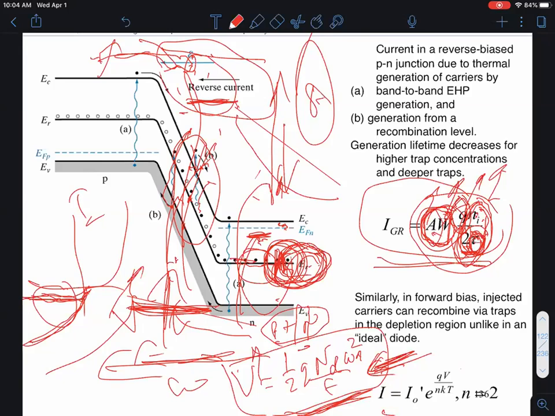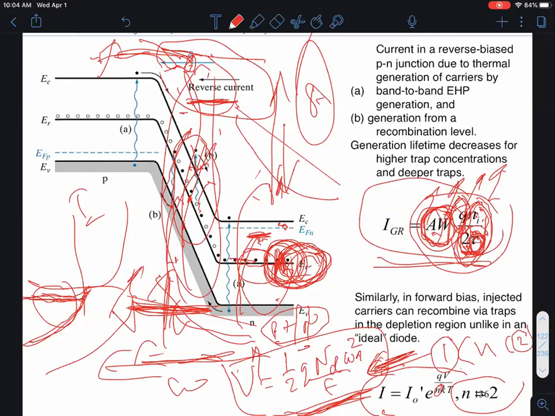One finds that the IV characteristic gets modified, and all that happens is you still have an exponential dependence on voltage, but you now add a second factor, the so-called diode ideality factor N, where N can range between 1 to 2. 1 if it's an ideal diode, and 2 if it's a really crappy diode, where every carrier that's injected gets recombined, and all the recombination happens within the depletion region.